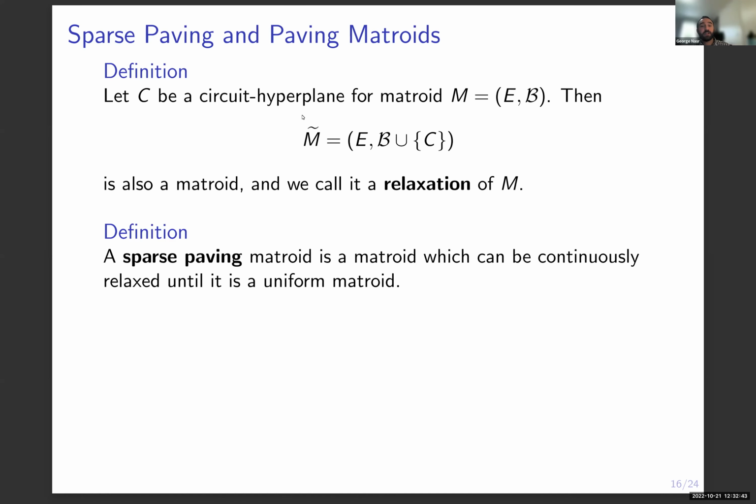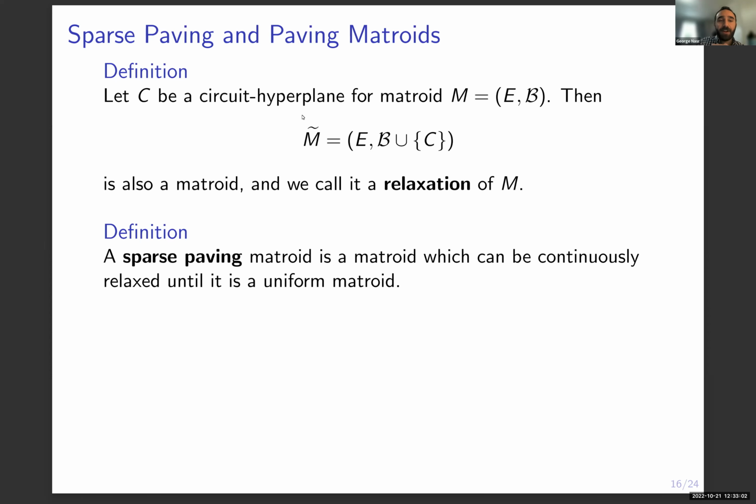These are the matroids defined by the property that you can continuously relax them until they become uniform. So remember, uniform matroids are the matroids where every possible set that could be a basis is a basis. That is, if your matroid is rank R, then every set of size R is a basis.